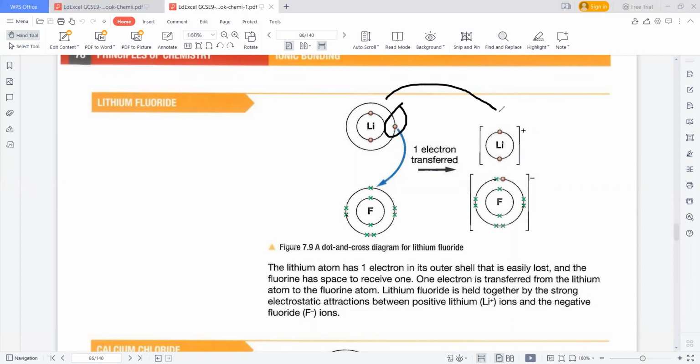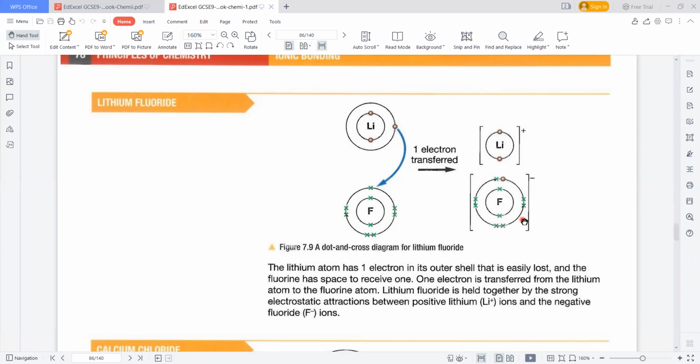After removing one electron, the configuration of lithium will look like this. Fluorine will accept that one electron and place it right there. After accepting the electron, it would be negatively charged. That is how they behave: one is the electron donor, the other is the electron acceptor, and they create ionic bonding between them.